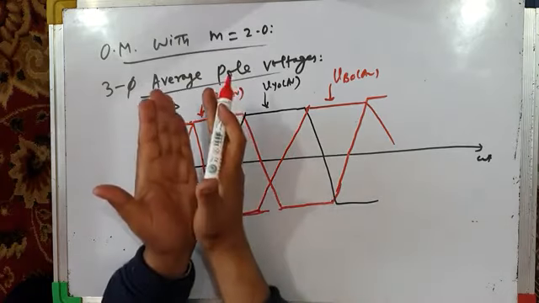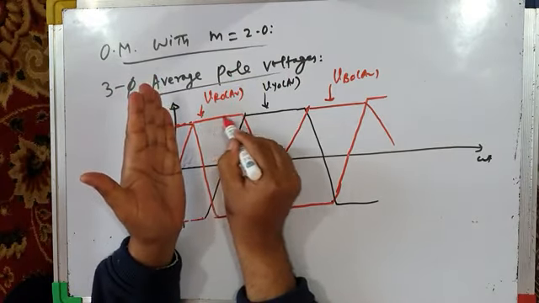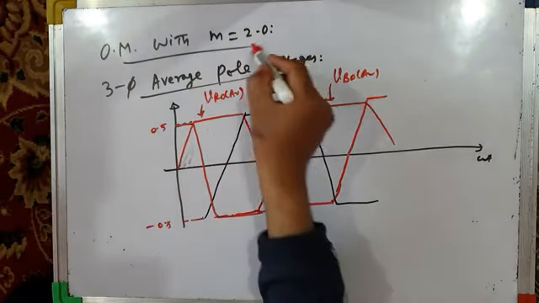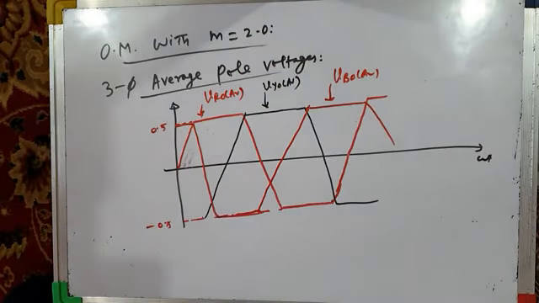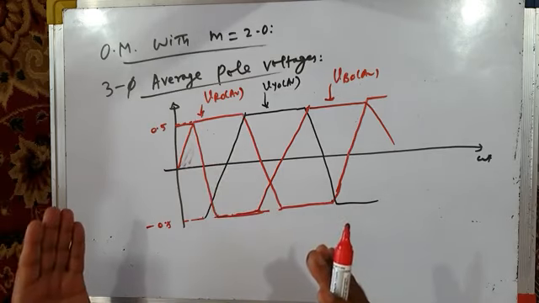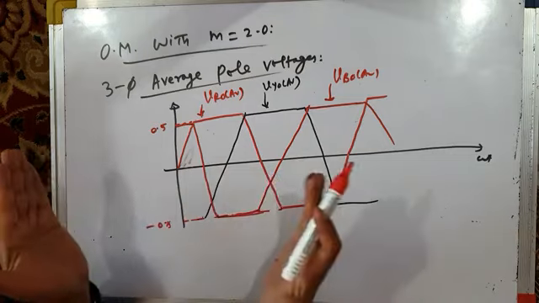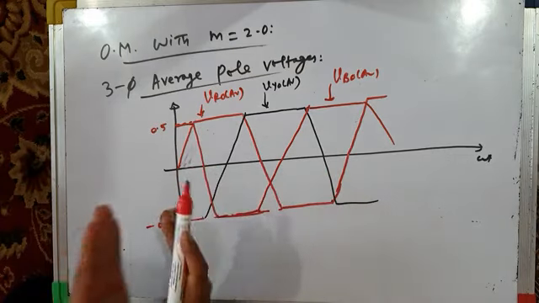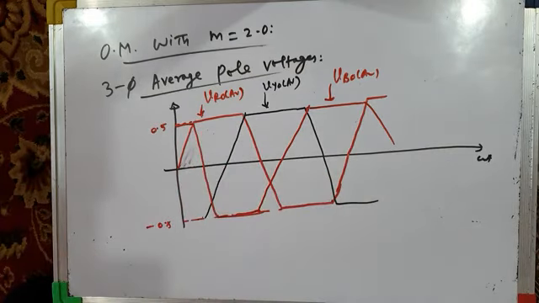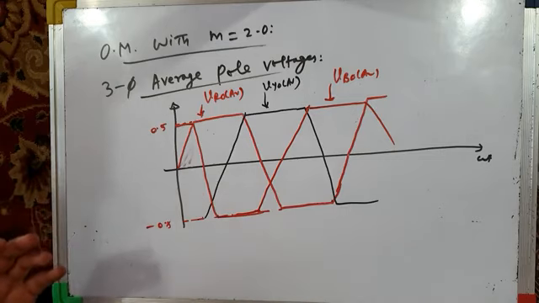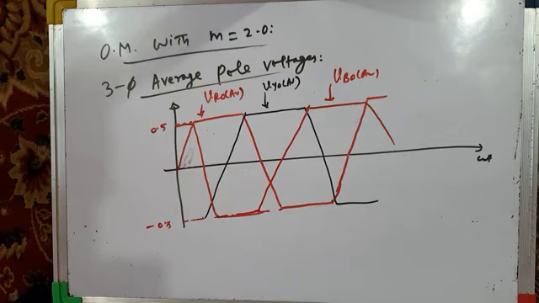So you can see, the time interval for which pulse dropping is there increases because your modulation index is now very high, it's 2.0. The period for which your modulating reference waves are greater than the peak of the carrier wave increases. So the period of bus clamping or pulse dropping also increases. So obviously the inverter output voltage magnitude will also increase, no doubt. But the level of distortion will also increase in inverter output voltage. We'll see that also. So this is about three-phase average pole voltages.